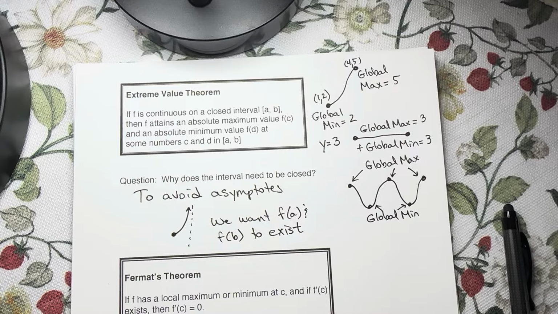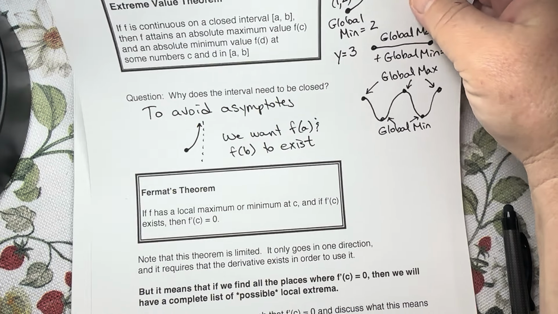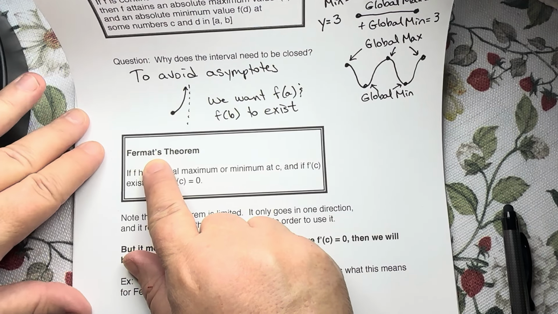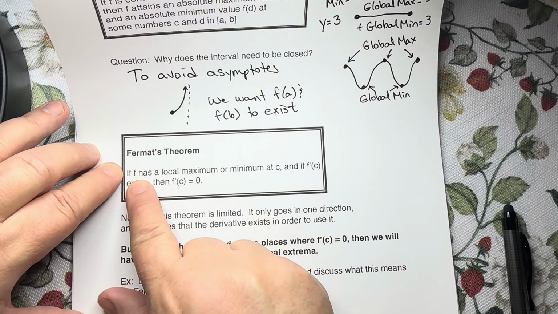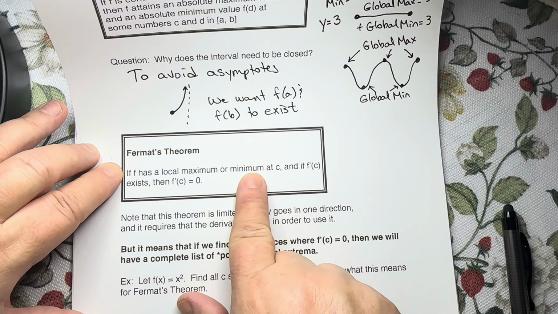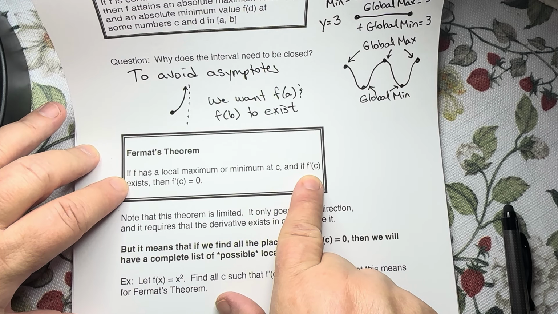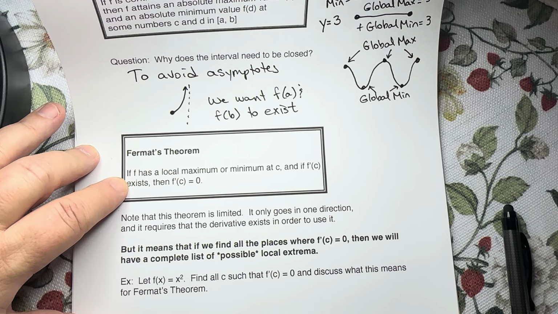Okay, so that's an exciting one. And we're going to drop it like a hot potato, because then we're going to get Fermat. And I know it looks like Fermat, but you say the T gets unspoken. So it's like Fermat. Very fancy. If f has a local max or a local min at c, and f prime of c exists, then f prime of c will be 0. So if you have a local max or a local min, the derivative will be 0 if it exists.